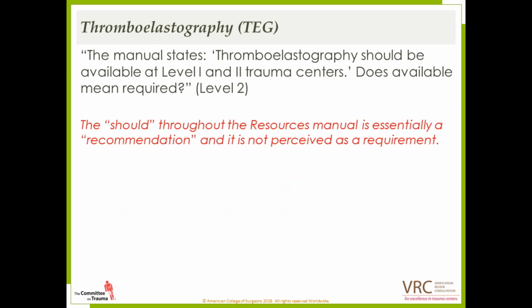We have one on thromboelastography, or TEG. The manual states thromboelastography should be available at level 1 and 2 trauma centers. Does available mean required? This is kind of a semantic thing in the Orange Book, just how we delineate between what is related to deficiencies and what is an opportunity for improvement that we recommend.